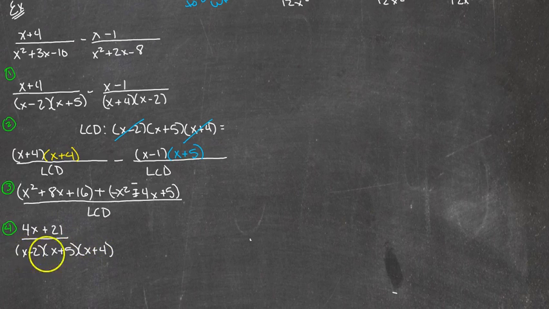And at this stage, you could distribute all of these. I think that's crazy. Don't do it unless you have to, but it's as reduced as it can be. I've combined my numerator and I have my lowest common denominator.